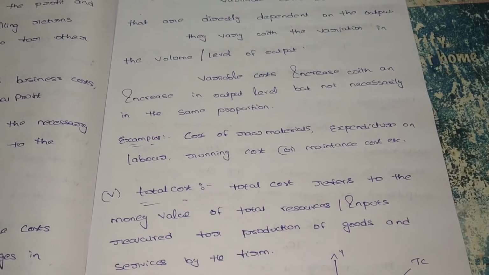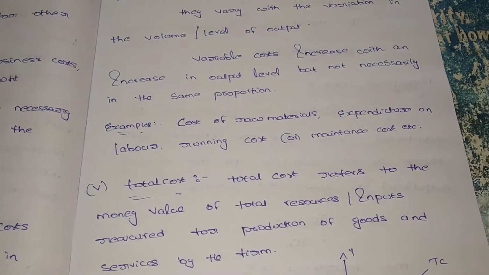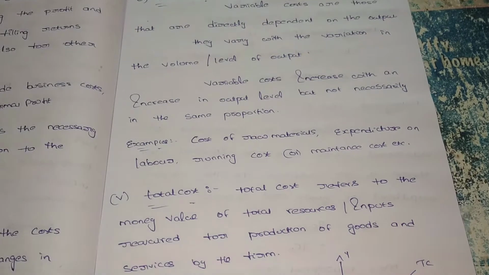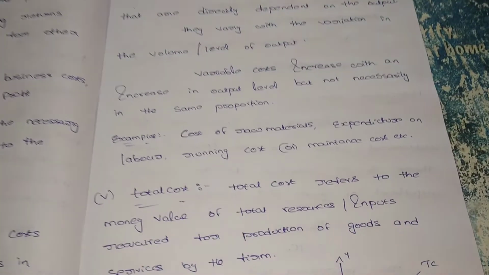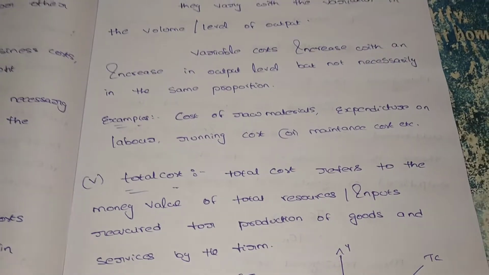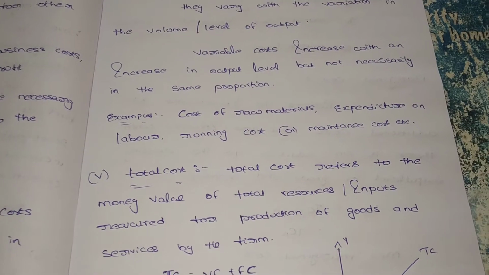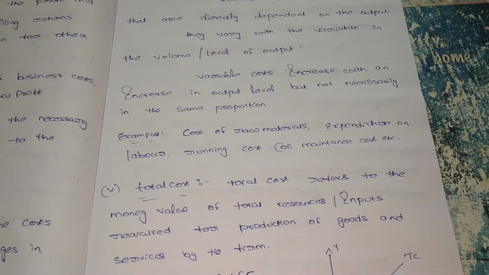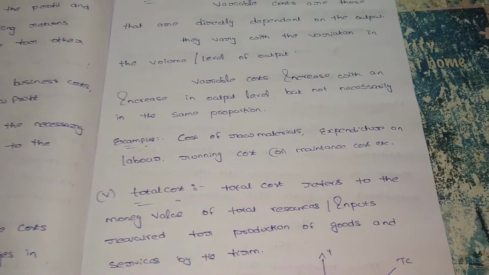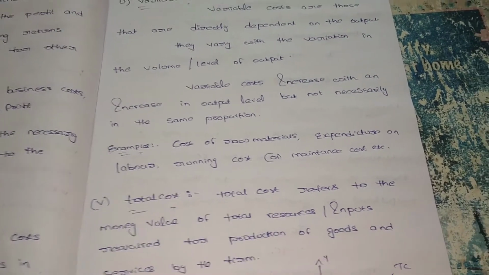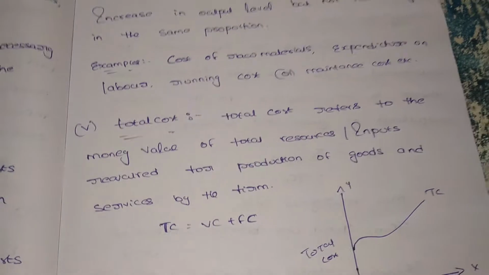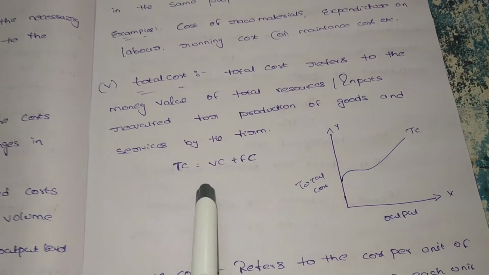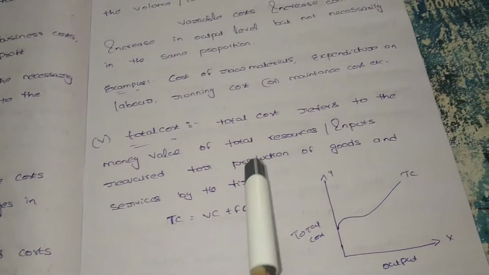Total fixed cost and total variable cost together is equal to the total cost. When any organization wants to produce their goods, we incur some cost. The cost may be variable cost or fixed cost, but while calculating the total cost we add both the total variable cost and total fixed cost. Let's see here, the graph should be like that. Total cost is equal to variable cost plus fixed cost.